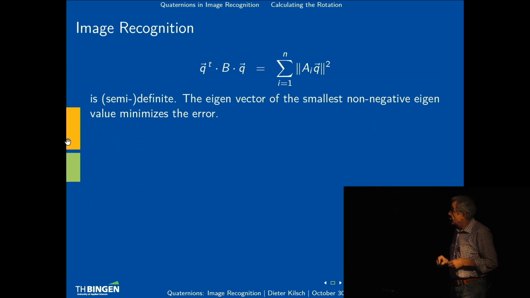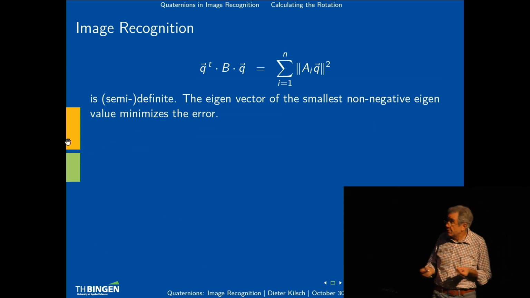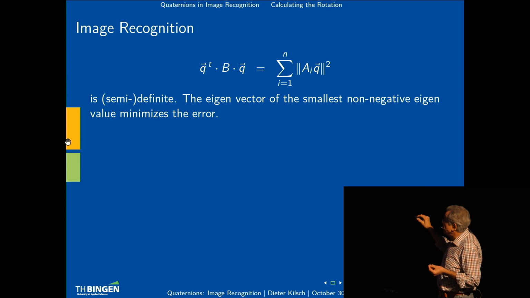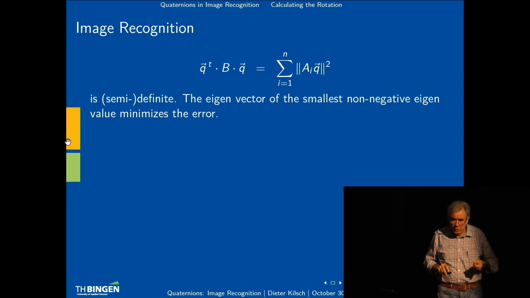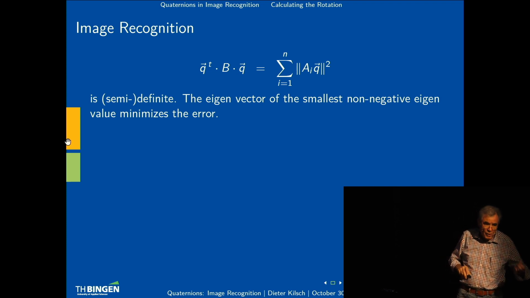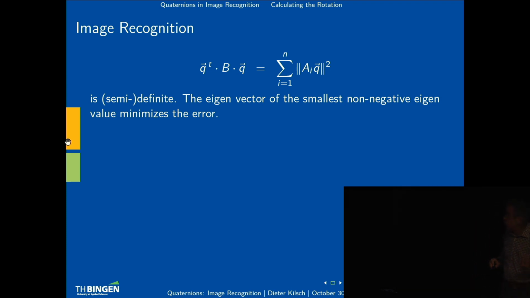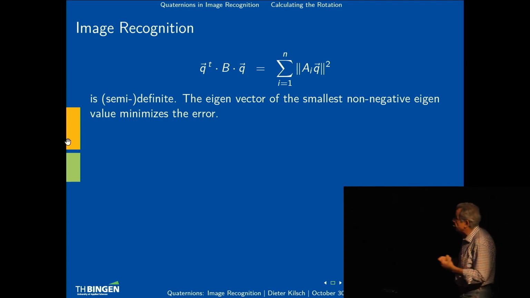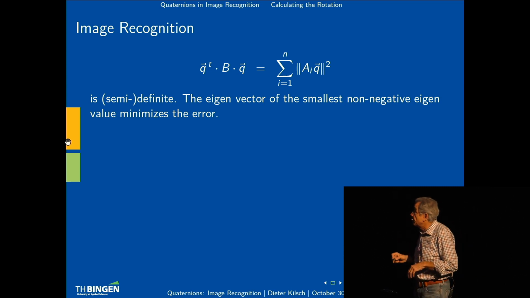Okay, so you get this expression, and what you have to find is the Q which gives you the least error, and this is the eigenvector of the smallest eigenvalue. So you are within symmetric matrices, so this is a well-known fact you have there.